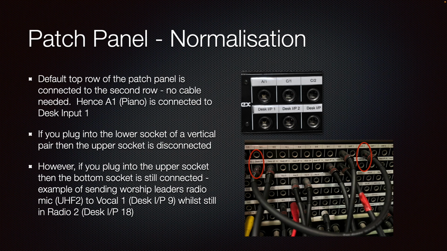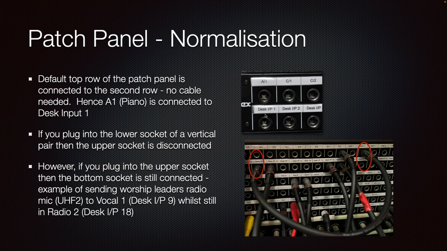Well, there's something called normalisation in a patch panel, and the idea is that normally, hence the term, the two channels are connected together. So over here, for example, normally channel A1, which is floor box A, socket 1, is connected into desk input 1. There's no jumper between those two because behind the scenes, inside the patch panel, those two are connected together. And in our case, it happens to be that A1 is connected to the piano. So hence A1, piano is connected to desk input 1, and that's the one we normally use for a piano. But that's if you've got nothing connected.